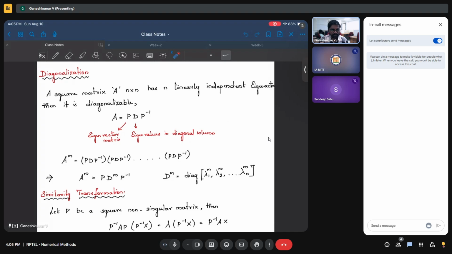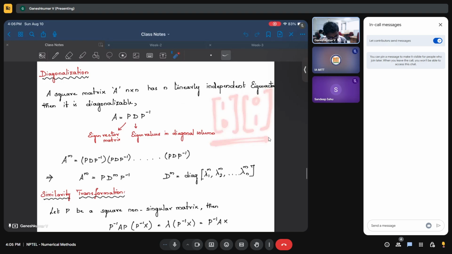Finally, we also studied something called diagonalization. If it is an n cross n matrix and you have n linearly independent eigenvectors, linearly independent in the sense that you cannot write one of the n vectors in terms of the other vectors. For example, if 1 0 and 0 1 are your eigenvectors, you cannot write 1 0 in terms of 0 1.